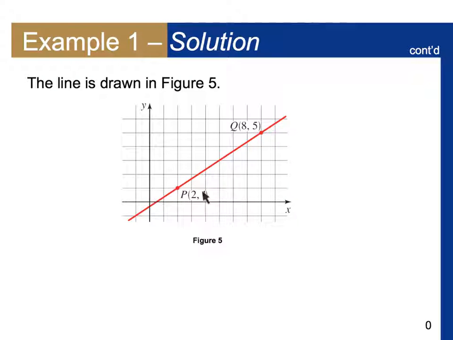Okay? And we can actually use the slope to generate points on the line by doing that, by going run, rise, run, rise. And we can keep going, and we'll get another point on that line.